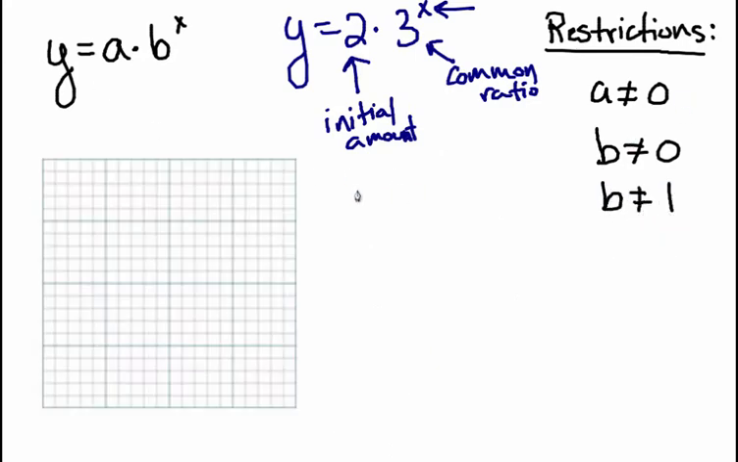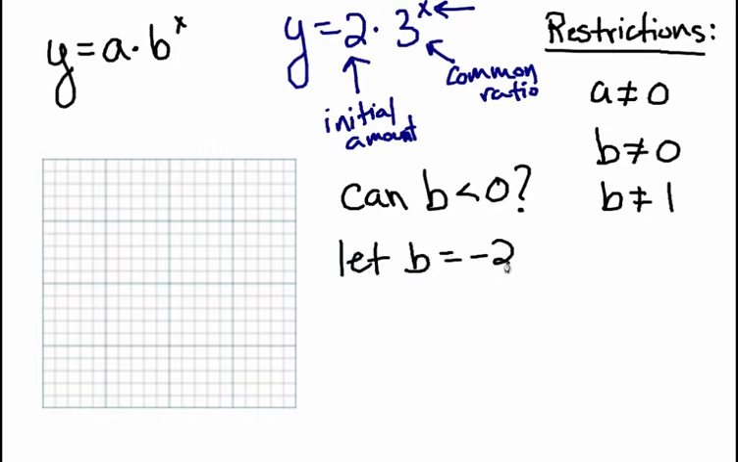Let's consider if b can be negative. Okay, can b be less than 0? So let's suppose that we say that b is equal to -2. Let's set up an xy table and see what happens when we plug in some basic values like -2, -1, 0, 1, and 2. I'm going to start at the bottom because these positive exponents are going to be a little bit easier to start with.